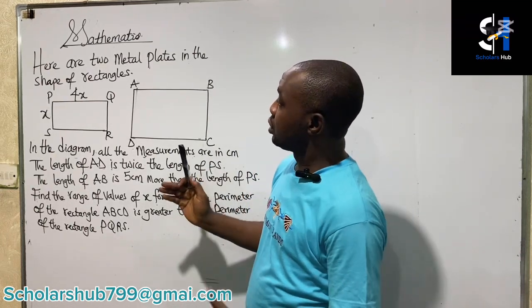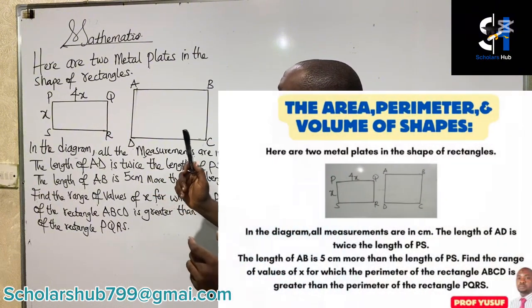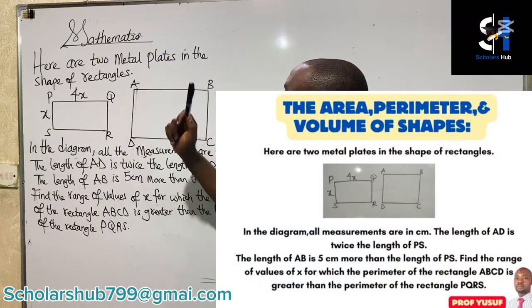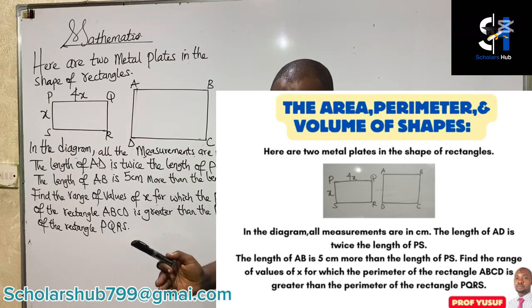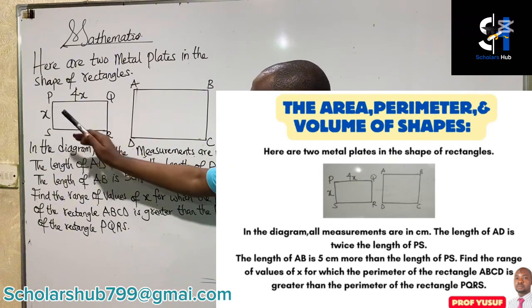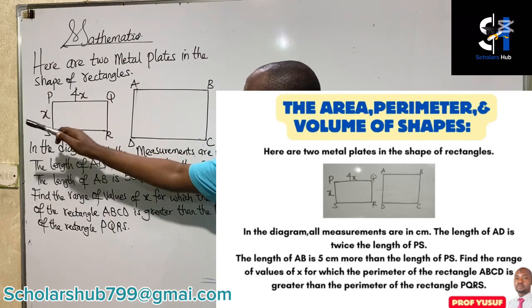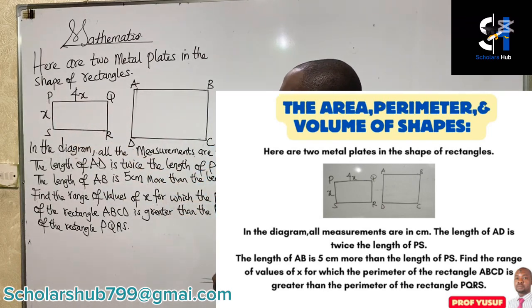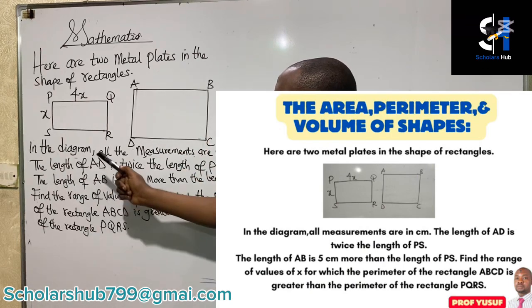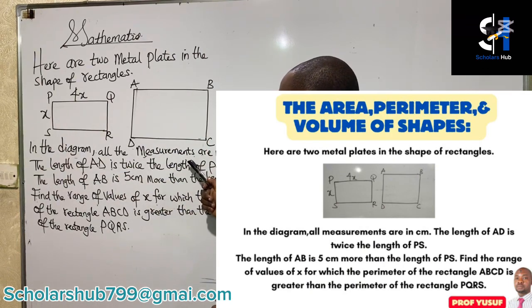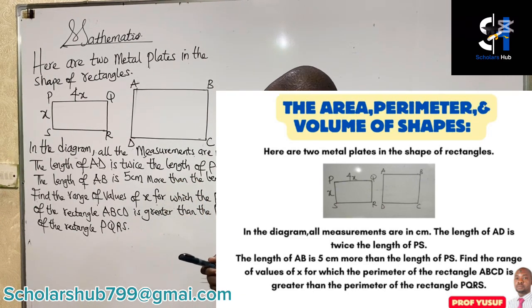Now the question reads: here are two metal plates in the shape of rectangles. So we have two metal plates. This is the first metal plate, which is the one we have as PQRS, and the second metal plate is ABCD. Now, in the diagram, all the measurements are in centimeters, which means all the values are measured in centimeters.